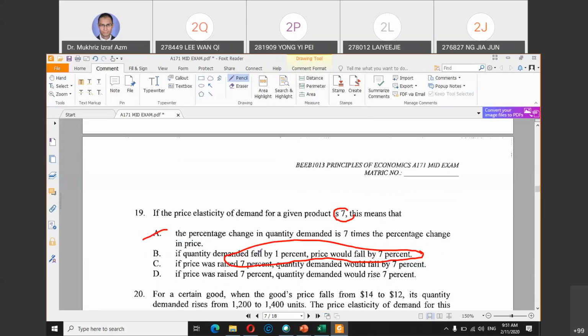And the option where the price changed by 7%: this one equals 1, or unit elastic. If the price was raised by 7%, demand will rise. This is wrong, because if price increases, quantity also increases. But C is correct in terms of the sentence, though it refers to unit elastic, where elasticity equals 1, not 7. So if the question were to ask for the elasticity equal to 1, then C should be the correct answer.